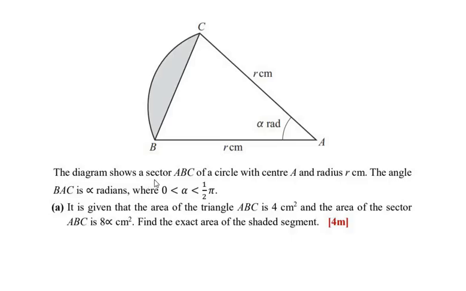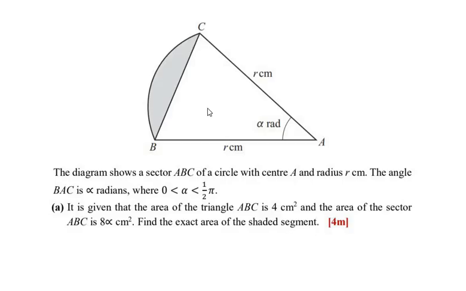The diagram shows a sector ABC of a circle with center A and radius r centimeter. The angle BAC is given as alpha radians, where 0 is less than alpha is less than pi over 2. It is given that the area of the triangle ABC is 4 square centimeters and the area of the sector ABC is 8 alpha square centimeters. Find the exact area of the shaded segment.